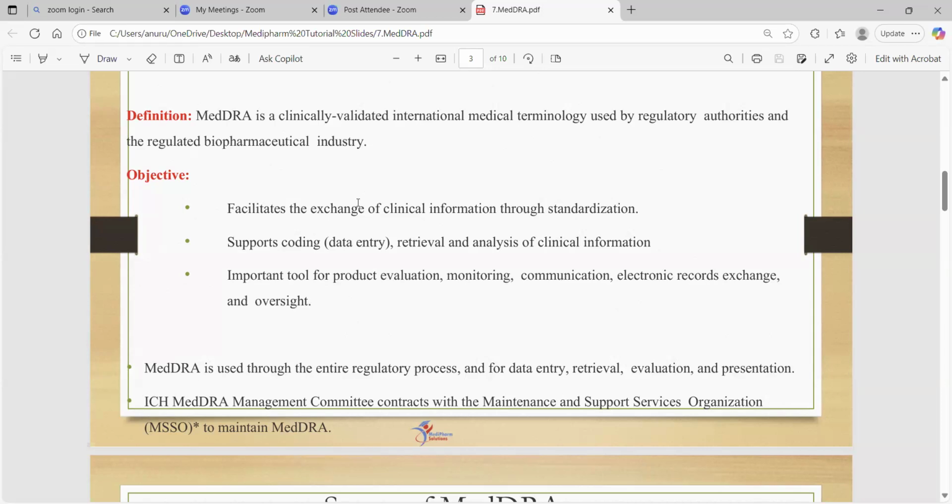MedDRA has a lot of scope when it comes to pharmacovigilance, regulatory reporting, and also clinical data management. And it is a very important tool for product evaluation, monitoring, communication, electronic record exchange, and oversight. The thing I have just explained is signal detection. So, more occurrences of the same event can give you a signal. By detecting the signal, you can also evaluate that product.